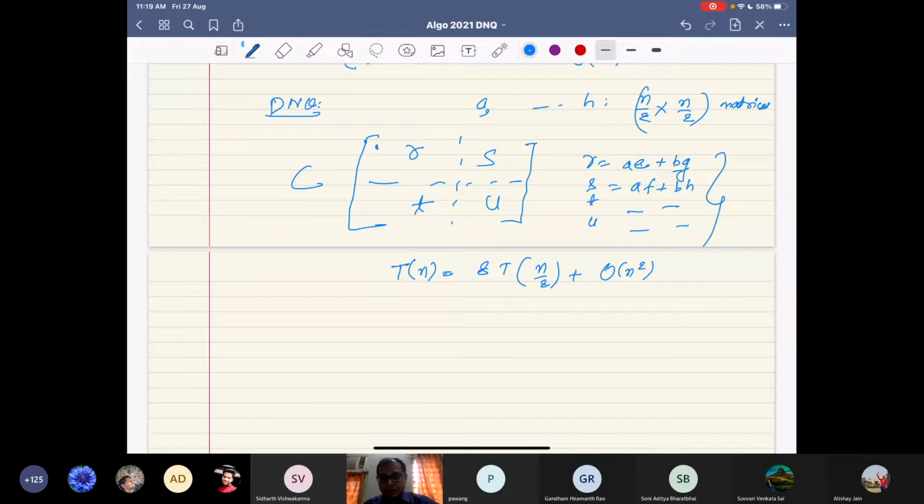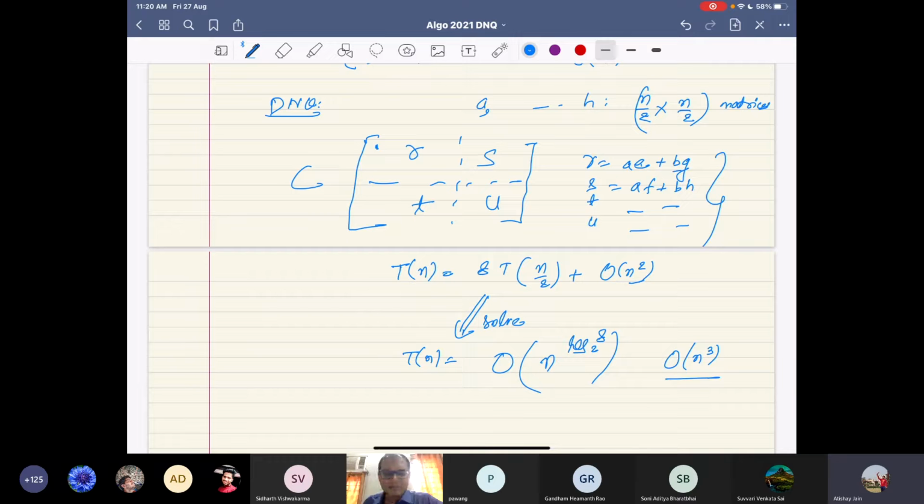If you solve this, what do you get? Order of n cube. n to the log 8 to the base 2. That is order n cube, and that's solid because this is less than that. Right? N square is less than n cube. So we find that epsilon. But sir, why is it O of n square in the equation of T n?